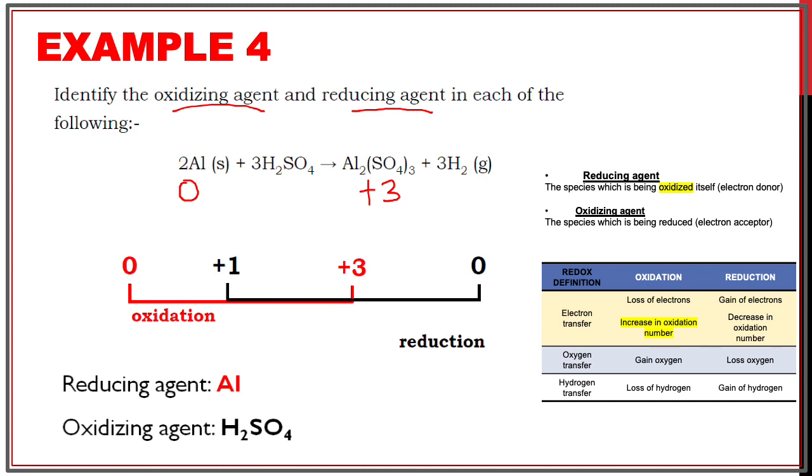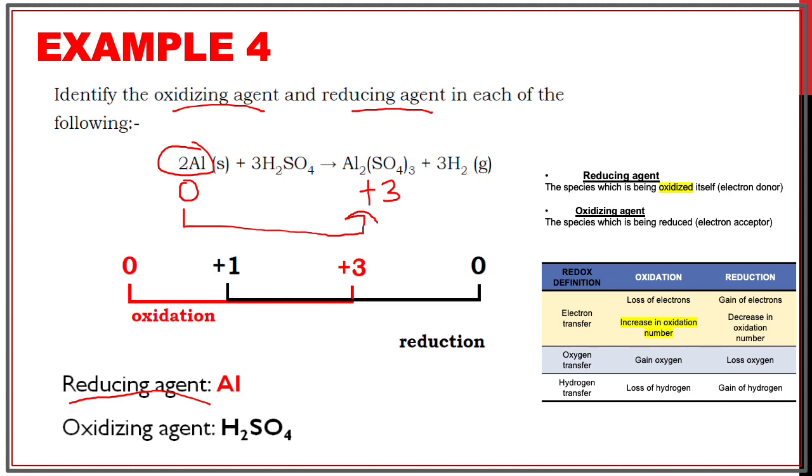From 0 to positive 3 is an increase in oxidation number. This one we call the oxidation process. When it undergoes the oxidation process, it is a reducing agent. So this Al is a reducing agent because it undergoes the oxidation process, or this species is being oxidized. When we talk about the agent, it should be the substance, for example, aluminium.